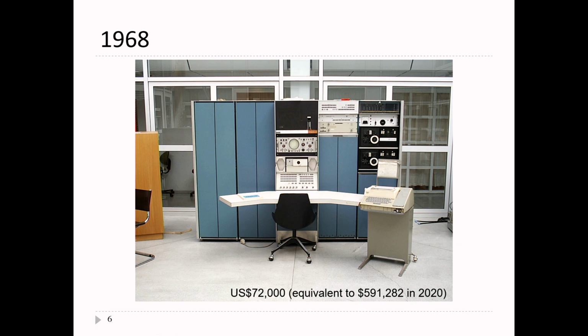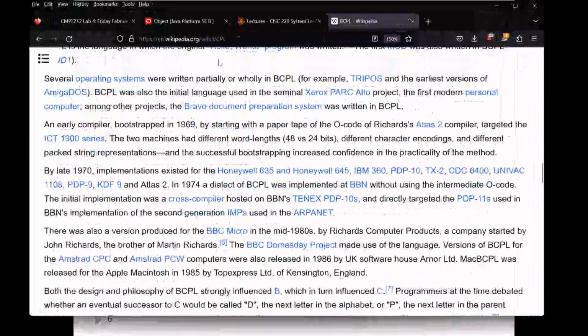That thing there is the DEC PDP-7. Notice its price, right? $72,000 US back in 1968. In today's dollars, that's almost 600,000 US dollars. Right? The article on this machine is also fascinating.